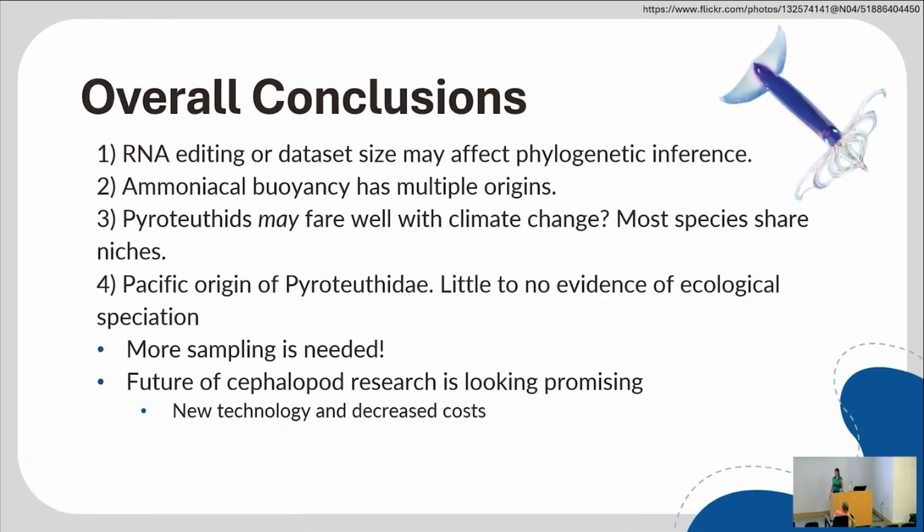Our overall conclusions, that brings me to the end of my presentation. So RNA editing or data set size may affect phylogenetic inference. Ammonitical buoyancy has multiple origins. Pyroteuthids may fare well with climate change, but we need more data. And then most species seem to share niches. There is a Pacific origin of Pyroteuthidae and little to no evidence of ecological speciation. Overall, for Decapodiformes, but specifically Egopsids, more sampling is needed.